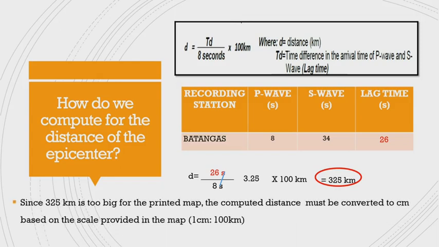Since 325 km is too big for the printed map, the computed distance must be converted to centimeter based on the scale provided in the map. So in this case, 1 centimeter is to 100 km. D is equal to, let's now convert it to centimeter, 325 km times 1 centimeter divided by 100 km, cancel out the unit kilometer, and we will have 3.25 centimeter.